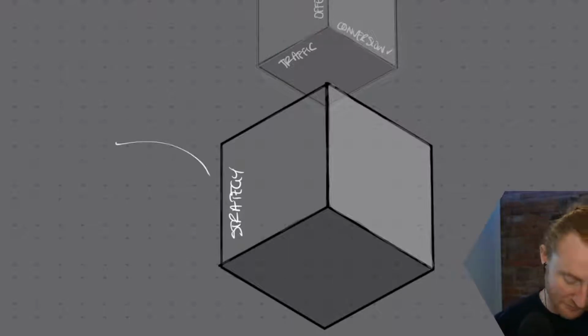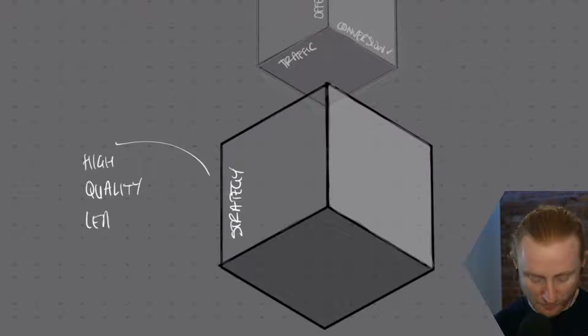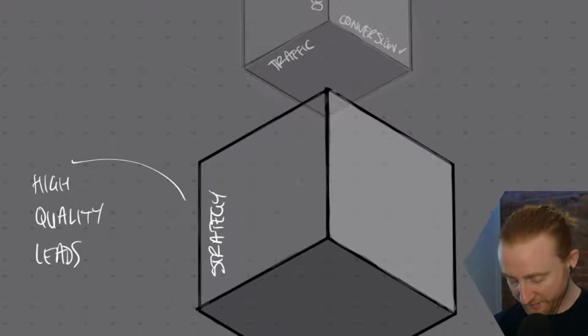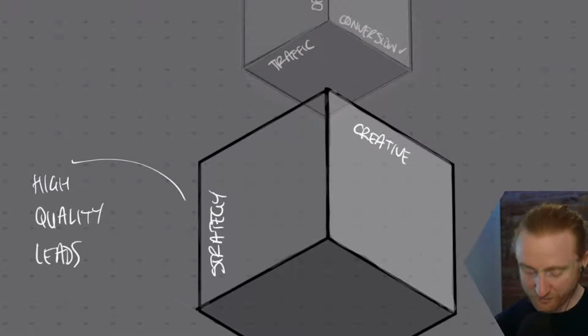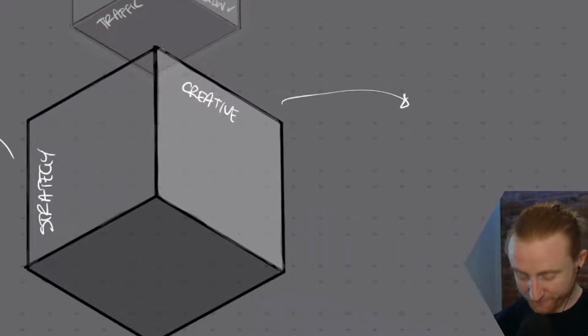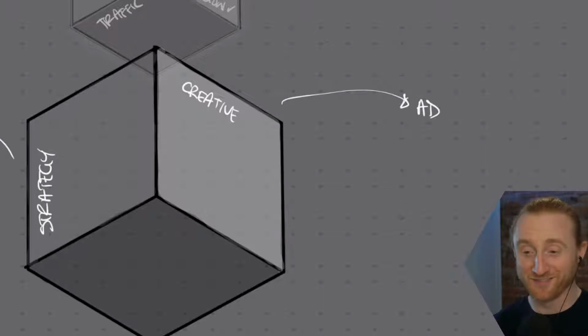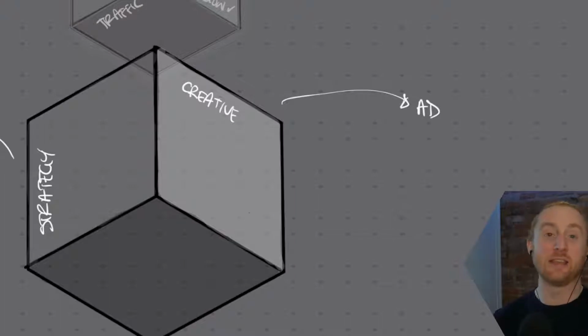So last time we spoke about the high quality leads framework, which is the strategy and is going to be the context for what we're going to talk about today. The second dimension of the traffic cube is creative. You've got to have an ad that does the work. It does the work of getting attention, getting people to engage, and getting them to click, basically, right?